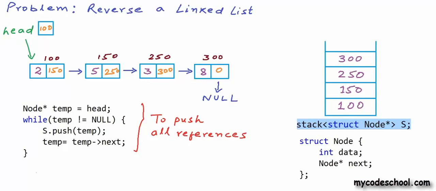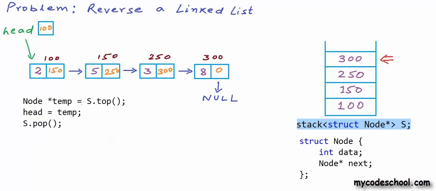Once all the references are pushed onto stack, we can start popping them, and as we will pop them, we will get references to nodes in reverse order. It would be like going through the list in reverse order. While traversing the list in reverse order, we can build reverse links.